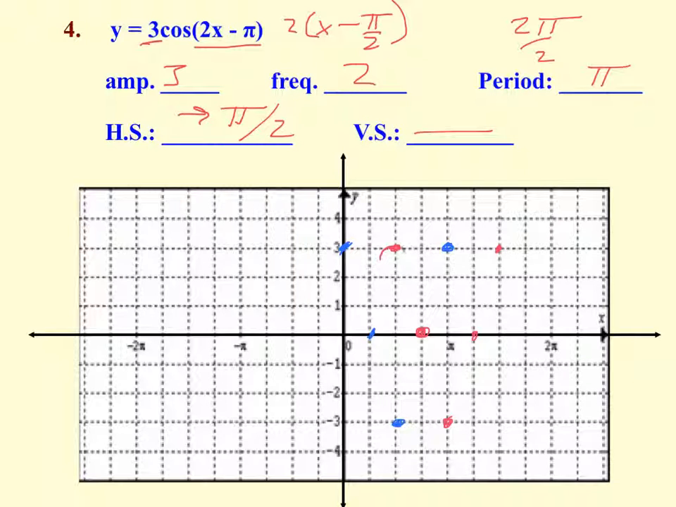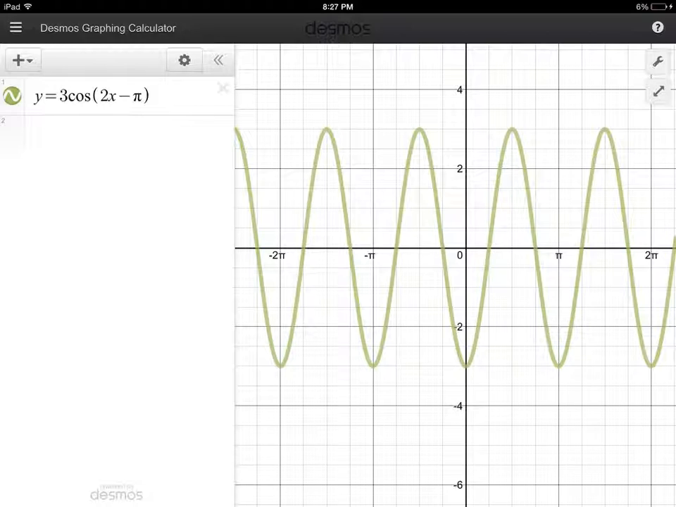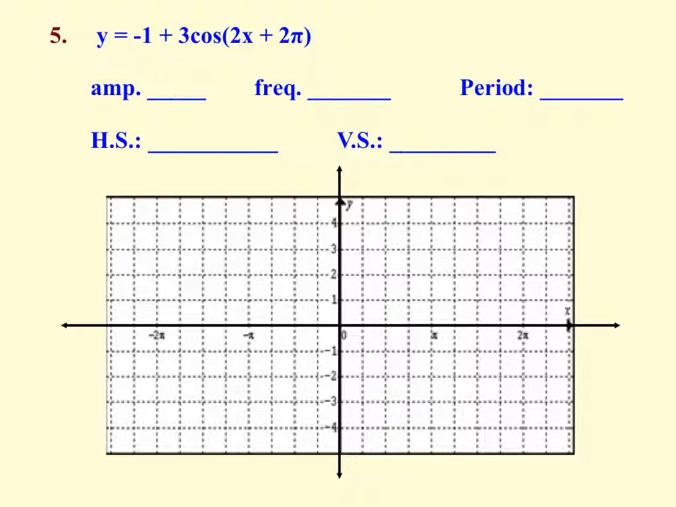And so we have this graph where we have shifted everything over pi over 2. Here's a better visual of what that's going to look like. Give this one a try on your own. We'll fill it in and take a look at the graph in just a sec.